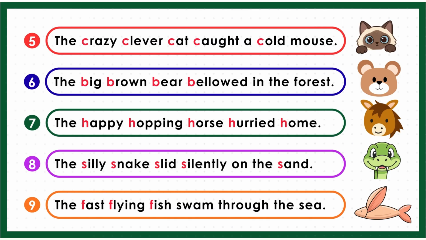The crazy clever cat caught a cold mouse. The big brown bear bellowed in the forest. The happy hopping horse hurried home. The silly snake slid silently on the sand. The fast-flying fish swam through the sea.